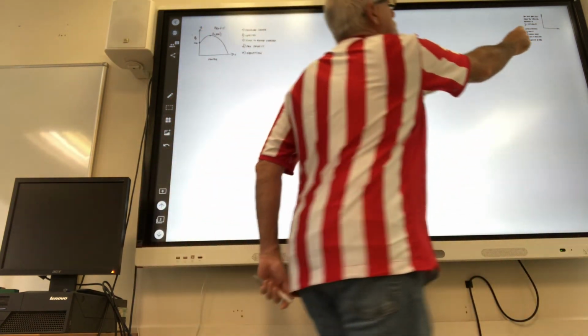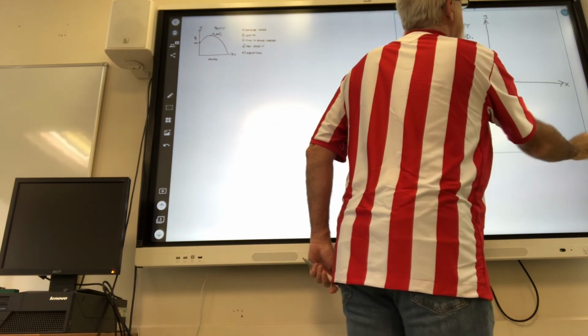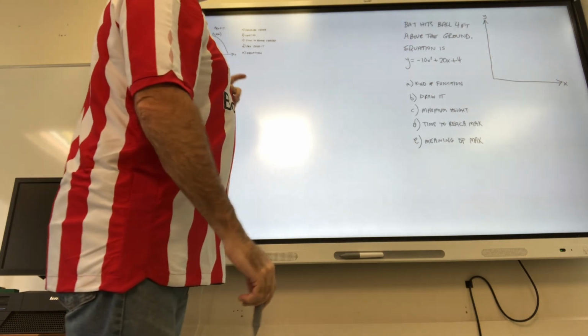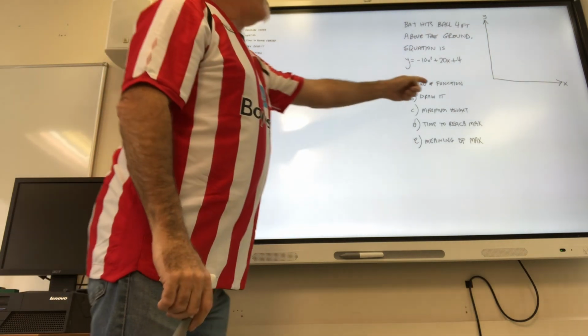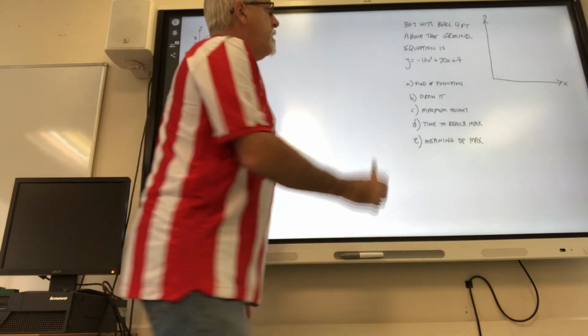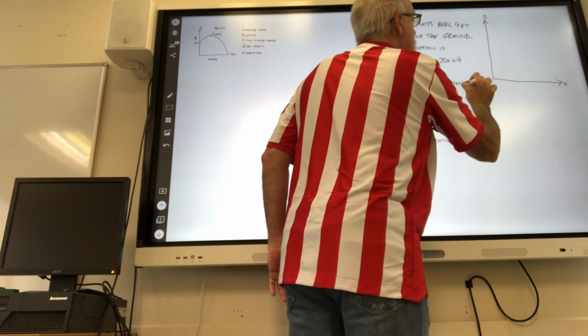And now I'll make the second problem big so we can see it better, and I'll answer it. Okay, this time we're given the equation. They want to know what type of function. Well, this is quadratic. It's going to graph to make a parabola. So I'll just write quadratic.